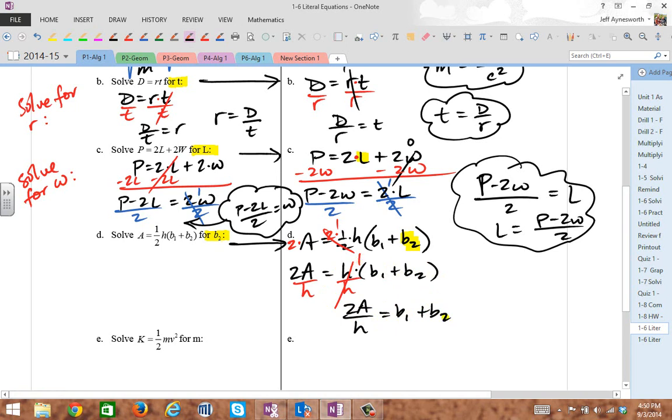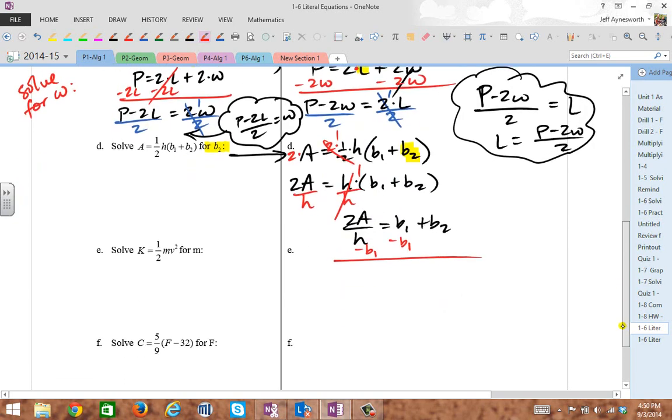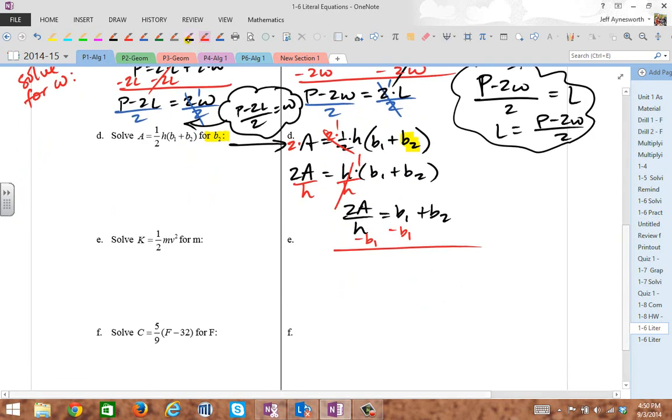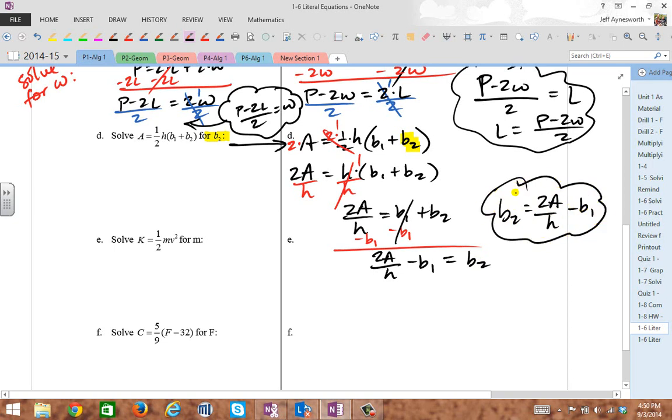And we're solving for B2, this variable here, so all you have to do is subtract B1 on both sides. Right here, and what do you get? Well, let's see here. From left to right, you get 2A divided by H minus the B1, these cancel, equals B2, and you're done. Or if you want to switch sides, B2 is equal to 2A divided by H minus B1. All right, there you go.